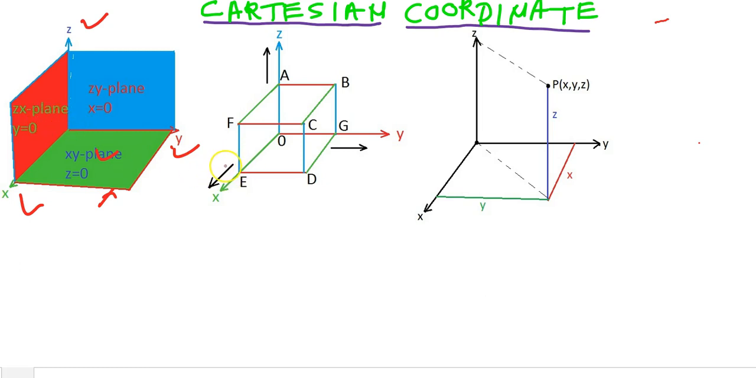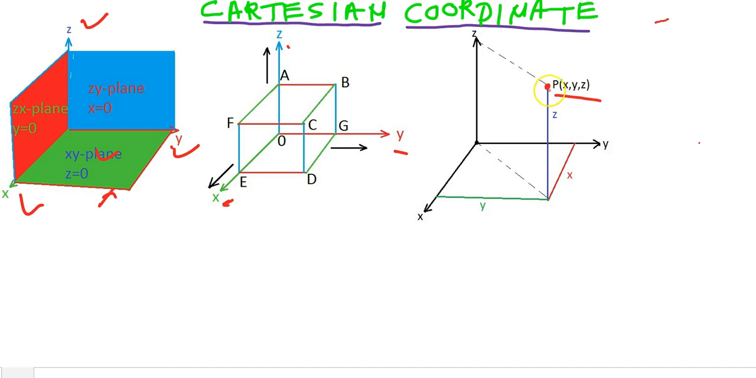In Cartesian coordinate systems, a volume is represented by a rectangular shape. You can check A, B, C, D, E, F, G. This is your Z axis, this is your Y axis, this is your X axis. Any point in space in Cartesian coordinate systems, P(x, y, z), is measured in this fashion.